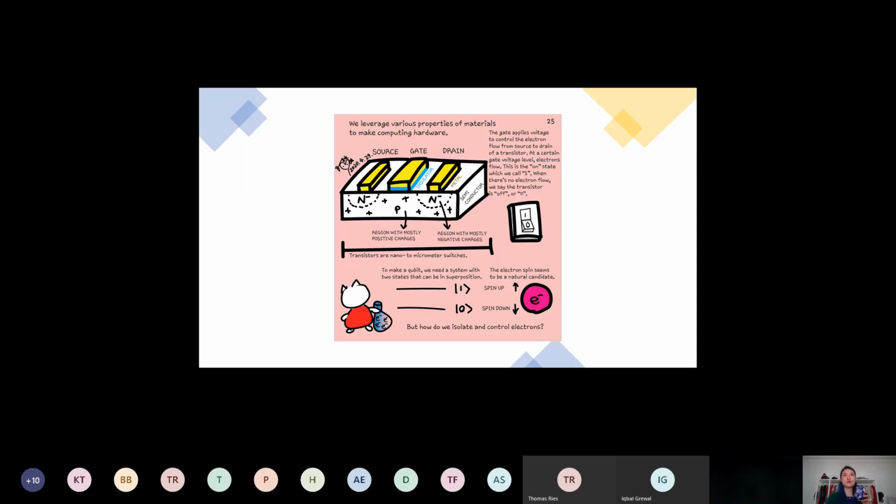A quick rundown of hardware. We don't have a lot of time for that, but as I mentioned earlier, classical computing is based on transistors that function like switches. But for qubits, we need a system that can have two states that can be put in superposition. Natural quantum systems are already like that, but we need to be able to use two of the states. An electron can be a natural candidate. It has spin up and spin down. Maybe we can use them as our 0 and 1 states.